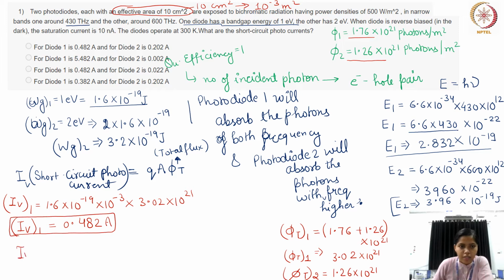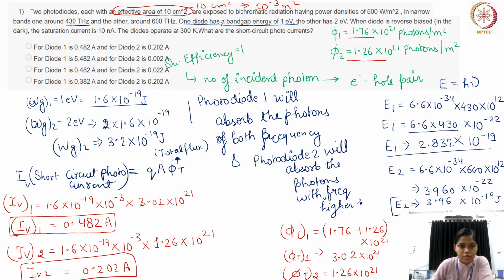And similarly, for the second photodiode, we multiply the charge value with the effective area, 10 to the power minus 3 meter square, and then the total flux, 1.26 into 10 to the power 21. So it will give you 0.202 ampere, Isc2. So for diode 1 it is 0.482 ampere, and for diode 2 it is 0.202 ampere. So option 1 will be the correct answer for this question. So is it clear to everyone?